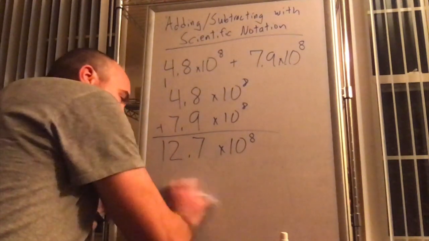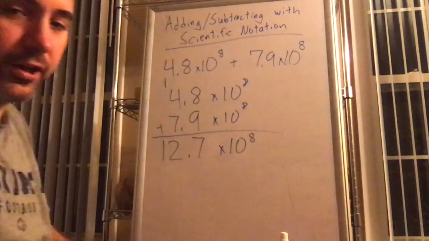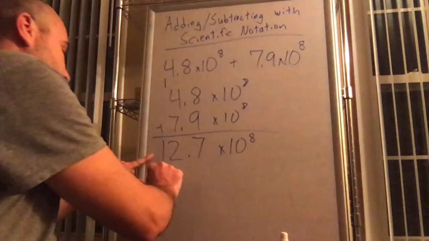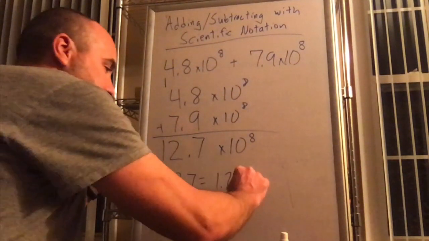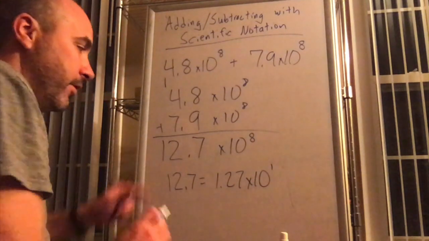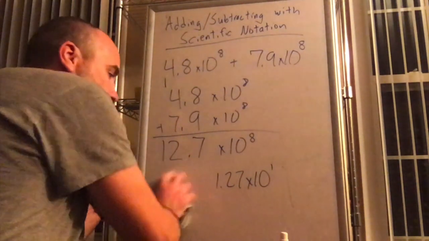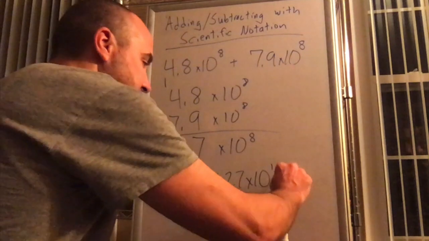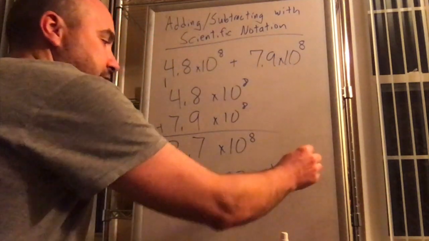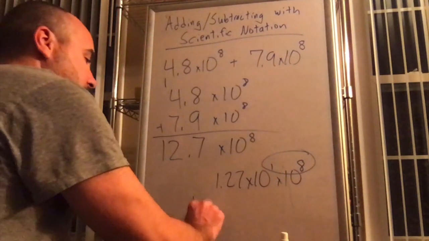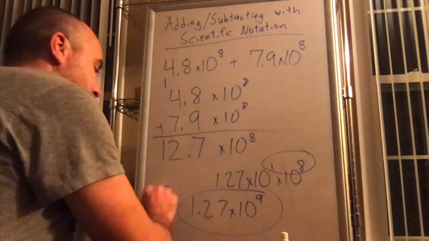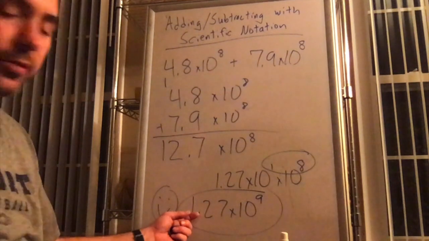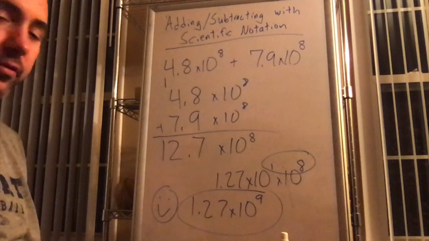So this is no different from what we did before with multiplication and division. I can think of 12.7 as 1.27 times 10 to the 1st power. So I can think of this as 1.27 times 10 to the first times 10 to the 8th, and just add these exponents. So it's 1.27 times 10 to the 9th power. Now we're happy again because we're between 1 and 10 here with 1.27.